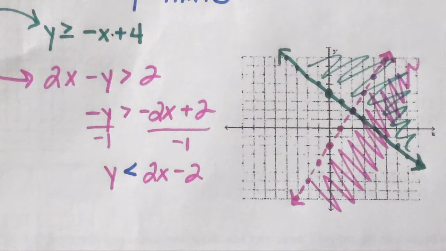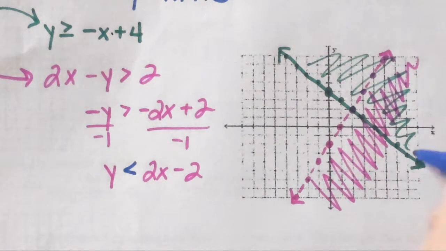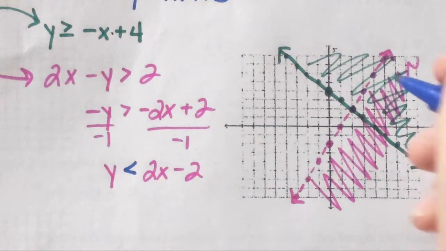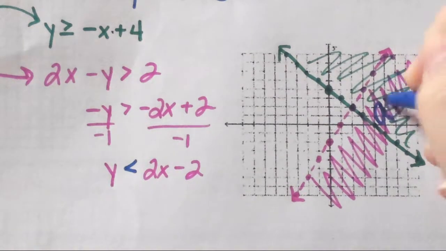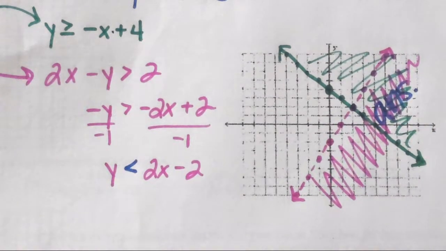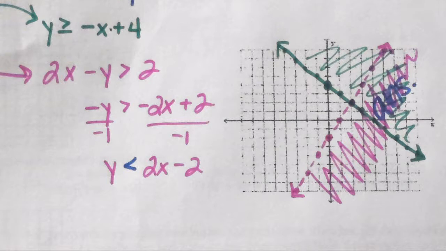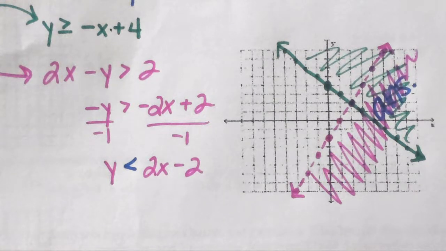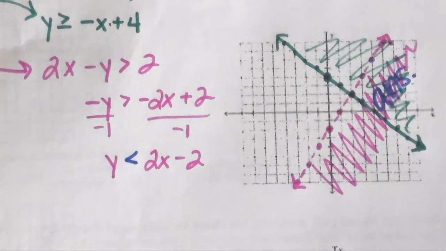Okay, but our answer is where these two regions overlap. So this little shape over here in this first quadrant, well, kind of goes into the fourth. That's our answer, where they overlap. Okay, let's go ahead, and we have a couple more to do just like this.